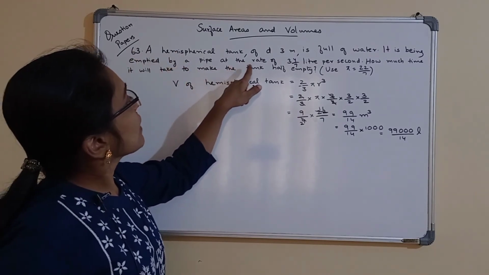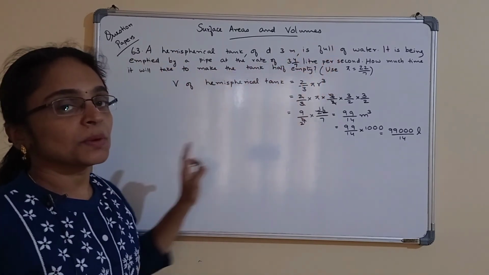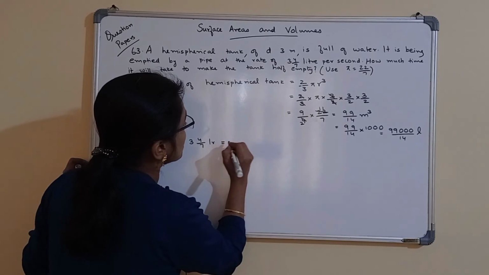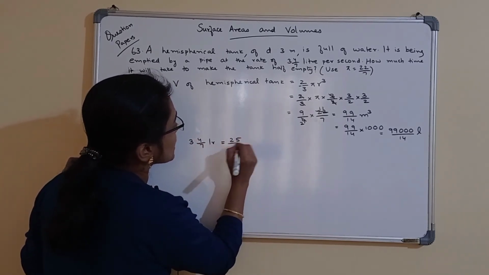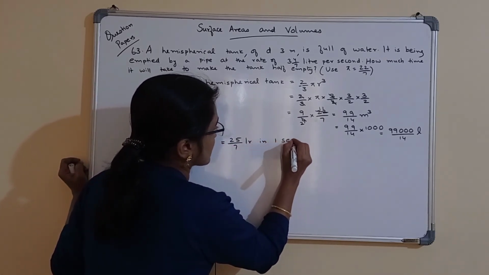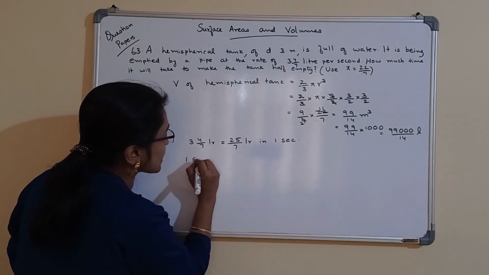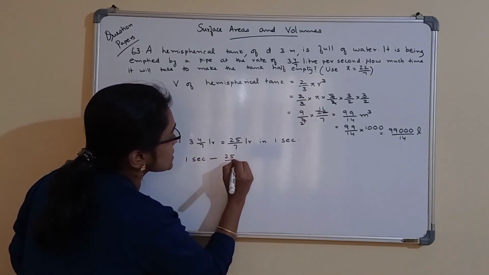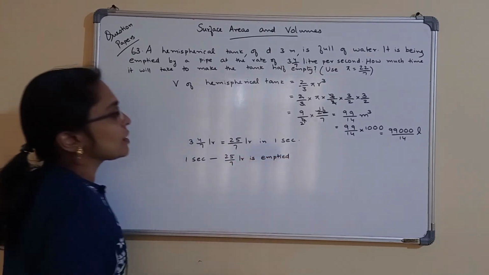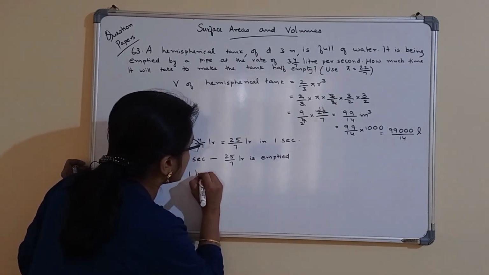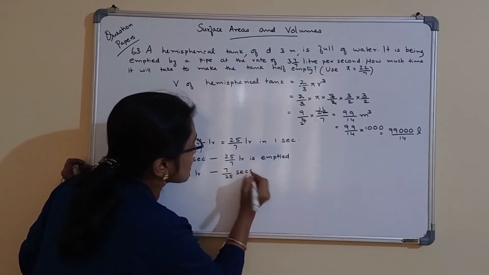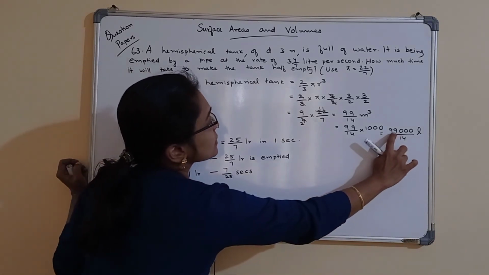Now this tank is emptied by a pipe at the rate of 3 4/7 liter per second. So 3 4/7 liter is equal to 21 plus 4, that is 25/7 liter. 25/7 liter is emptied in 1 second. In 1 second, 25/7 liter is emptied. So 1 liter will be emptied in 7/25 seconds, right?